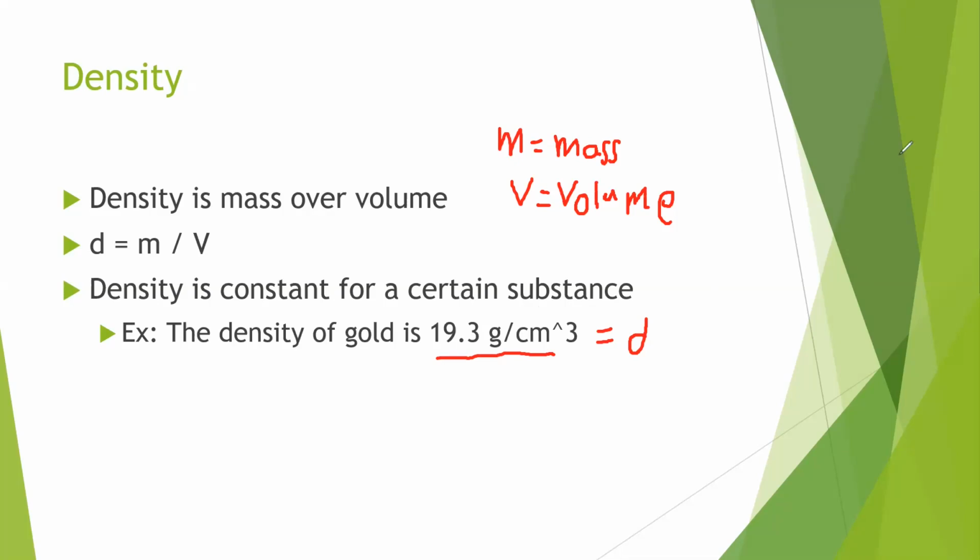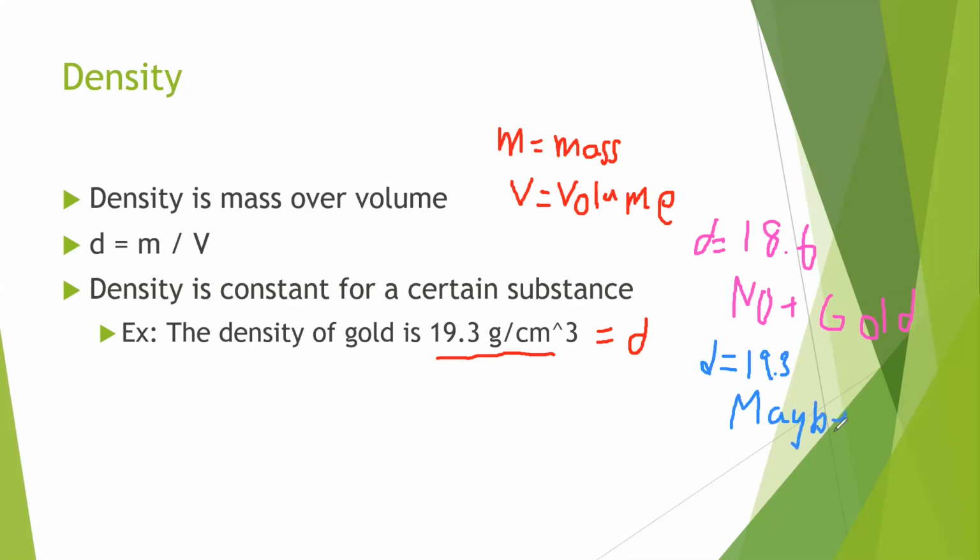So if we calculated the density and we found that it was 18.6, we know that it is not gold. But if we calculate that the density is 19.3, we have evidence to support that it may be gold, but we are not certain that it has to be gold, because two objects can have the same density. So it's maybe gold. If it matches our density, it may be gold. But if it doesn't match our density, it cannot be gold. So that's what density tells us.